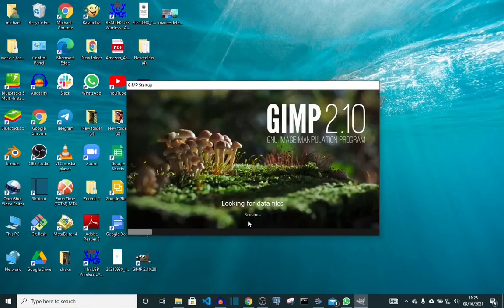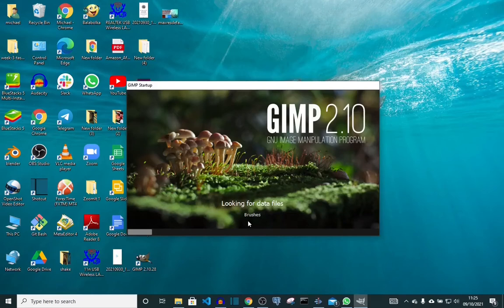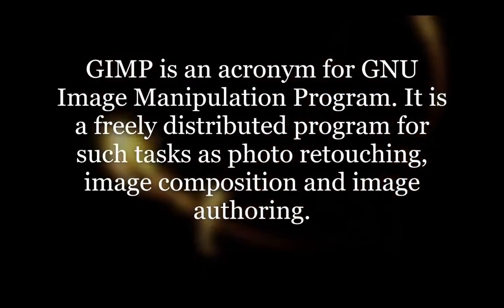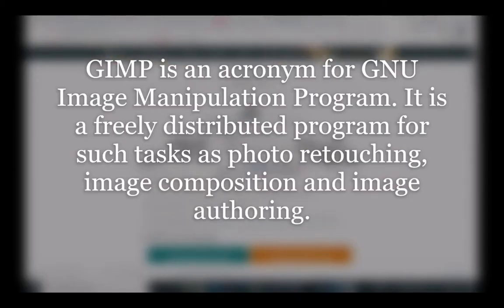So let me tell you about GIMP. GIMP is a free and open source raster graphics editor used for image manipulation and image editing, free-form drawing, transcoding between different image file formats, and more specialized tasks. GIMP is released under the GPL 3.0 or later license and is available for Linux, Mac, and Microsoft Windows. See, it's really available for the major OS that you're going to use on your system. GIMP is an acronym for GNU Image Manipulation Program. It is a freely distributed program for such tasks as photo retouching, image composition, and image authoring.